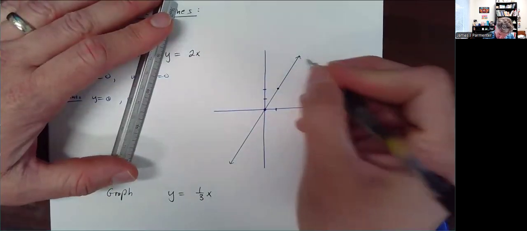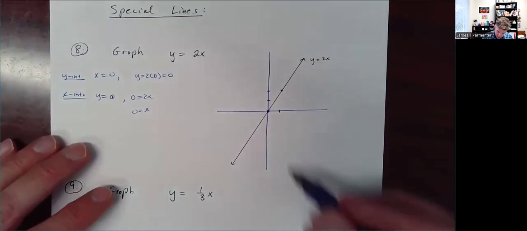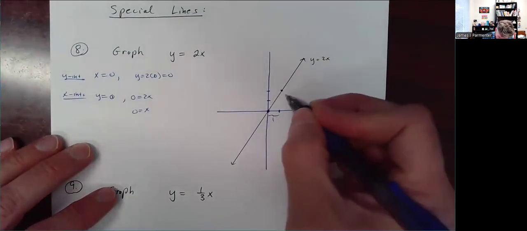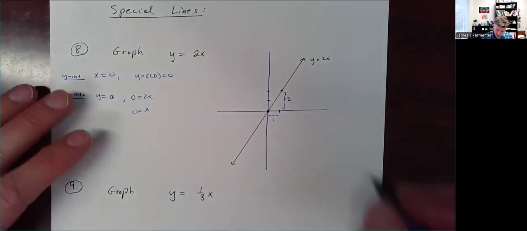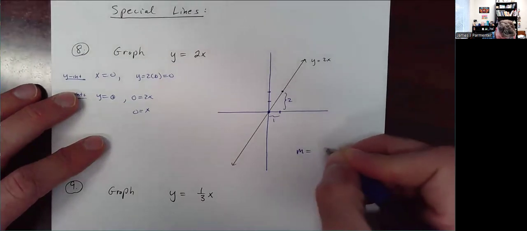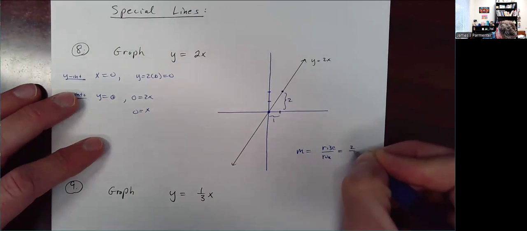Like that. And again, I just want to point out, we're going over 1, up 2. Our rise is 2, our run is 1. So our slope is our rise over our run, which is 2 over 1, which is 2.